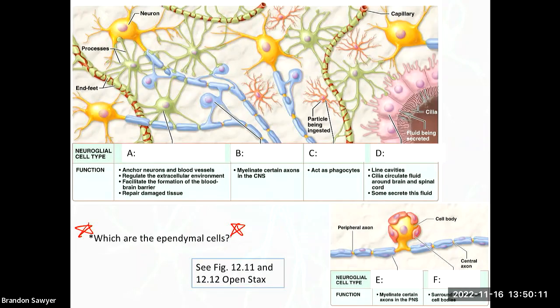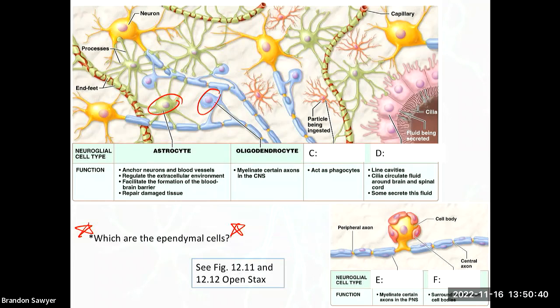So A, the one that's anchoring neurons and blood vessels, regulating the extracellular environment. What was A? Yeah, astrocytes. And then B, creating some myelin there in the central nervous system. What would those ones be? No one wants to say that word. Let's say it all together. Oligodendrocyte. Can we say it? Oligodendrocyte. There it is. You can actually sound it out, even though it's a really strange word. Okay, oligodendrocyte.